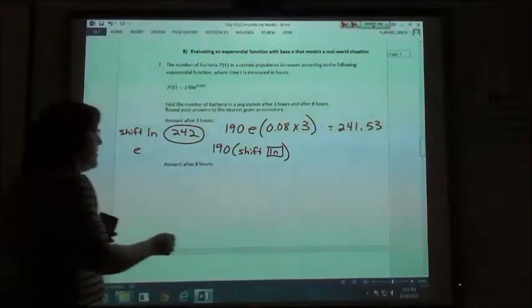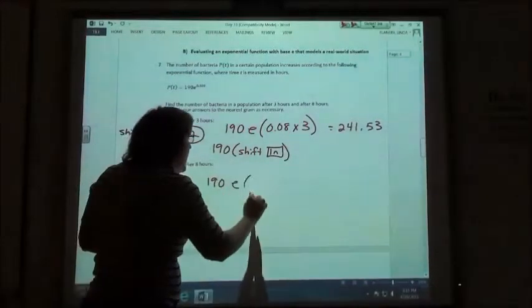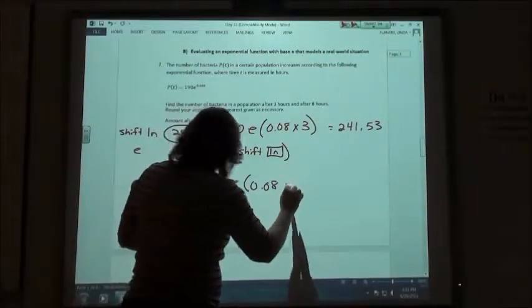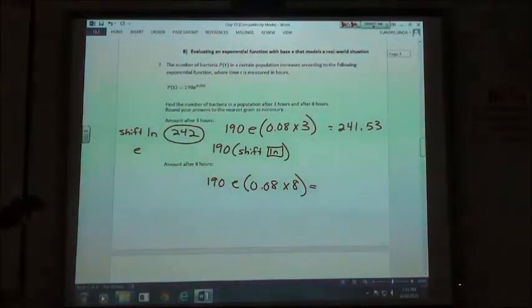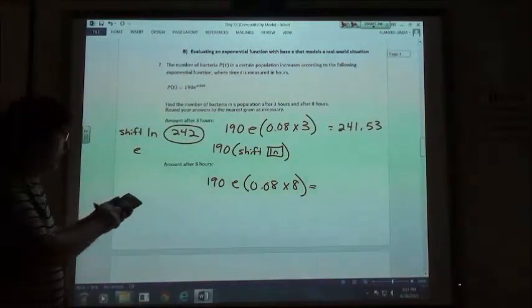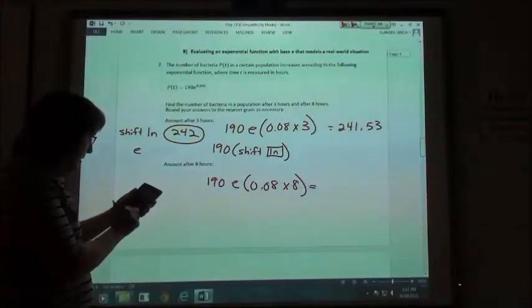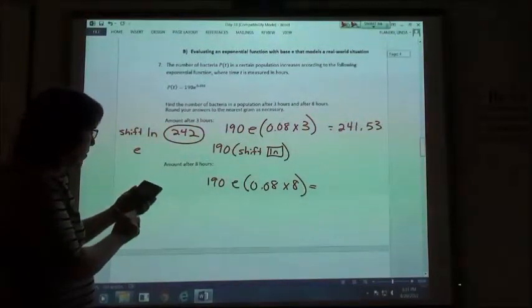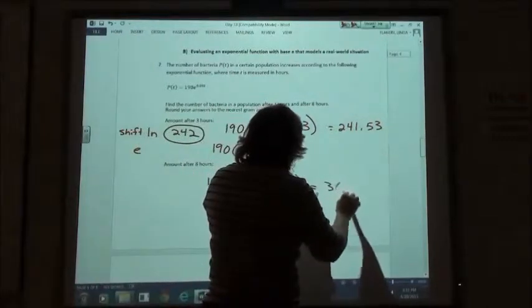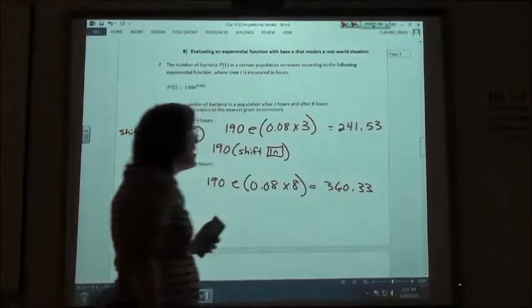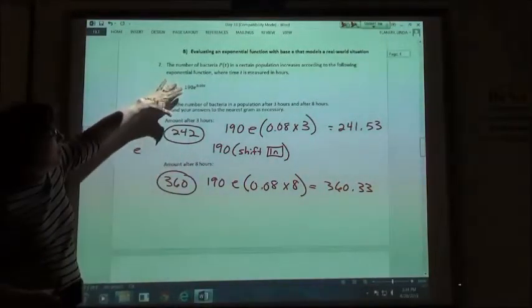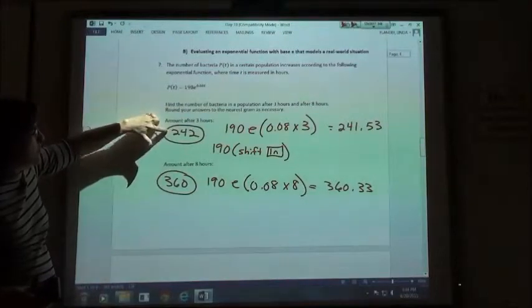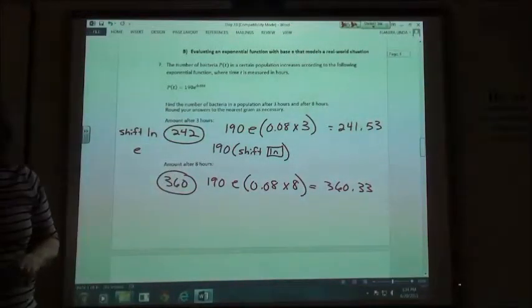8 hours, same thing. I'm going to do 190 E to the 0.08 times 8 hours and figure out my answer. So 190, Shift, natural log to get the E on the calculator screen, parentheses, 0.08 times 8. Close my parenthesis. I get 360.33, so rounding to the nearest gram, 360. So I started at 190, after 3 hours I'm at 242, and after 8 hours I'm at 360.